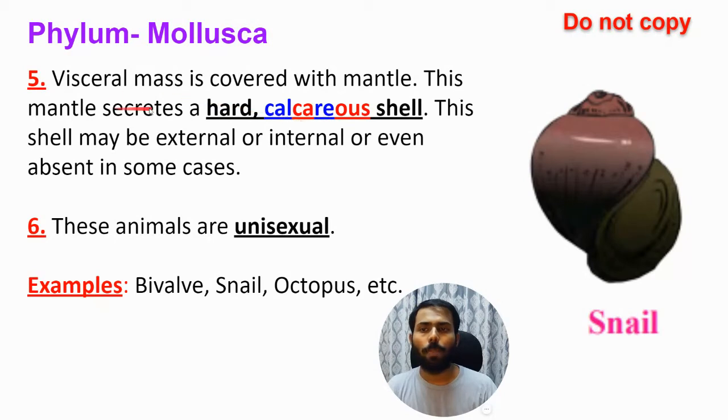So ये जो mantle release कर रहा है, एक shell release कर रहा है, वो hard भी होगा, calcareous होगा. यानी ये जो shell है वो calcium carbonate से बना होगा. This shell may be external, internal or even absent in some cases. Okay, या तो ये बाहर हो सकता है external, या तो ये अंदर हो सकता है internal, या फिर कभी-कभी होगा ही नहीं, absent होगा. And these animals are unisexual. Examples are snail, octopus, etc.